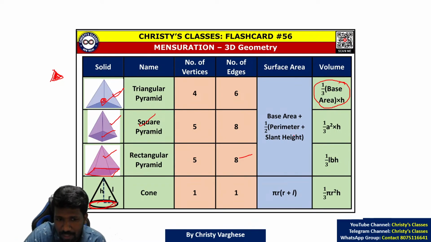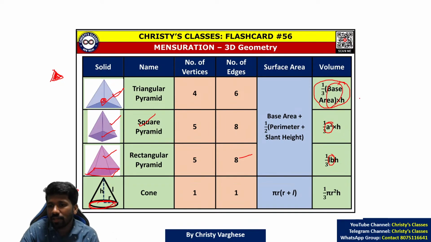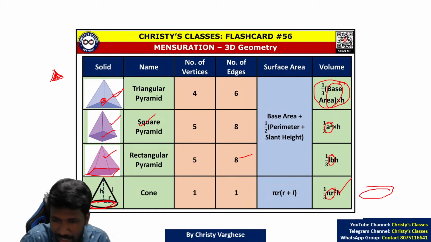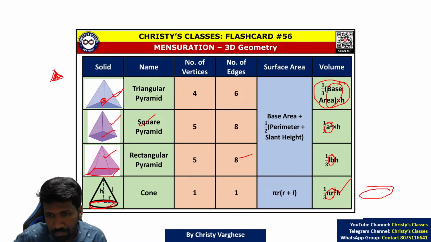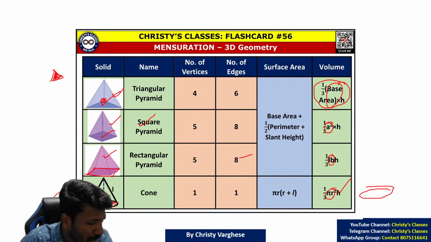The base area, for example, if it is a square pyramid, the base area is a square. Rectangular pyramid, base area is length into breadth. Triangular pyramid, if it is an equilateral triangle, it is root 3 by 4 a square base area. So 1 by 3 that into height. And in a cone, base is a circle, na? So circle area is pi r square. So 1 by 3 pi r square into height. So that way you can derive all these volumes. Surface area, if possible, you can learn it, but if it is too much, you can skip it. Volume is commonly asked.